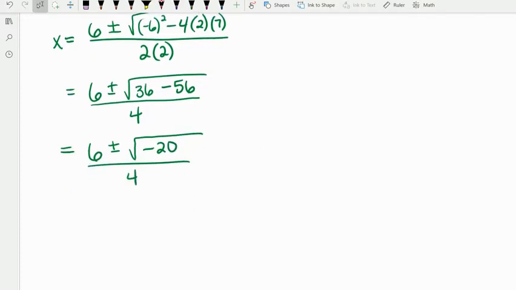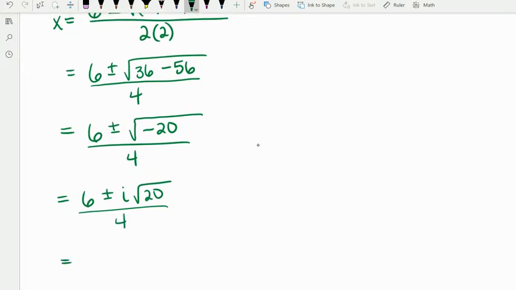That's where we get our i, right? So now we have a negative inside that radical. We don't just say no real solution anymore. We can fix this by taking out an i, and then we can simplify our radical 20. We'll do that here in the next step, all over 4. So radical 20, if I do the factor tree, I get a 4 and a 5, and the 4 is a 2 and a 2, so we get a pair of 2's. So we get 2i radical 5 all over 4.